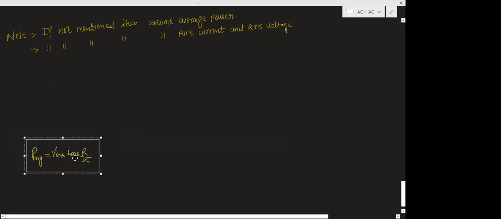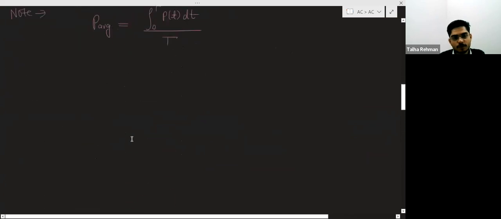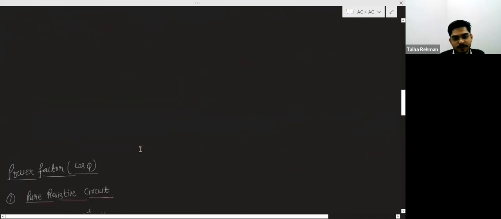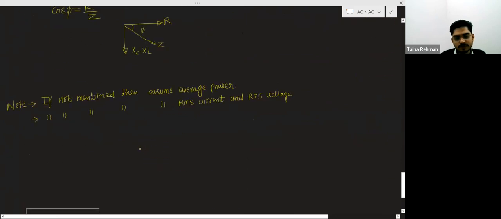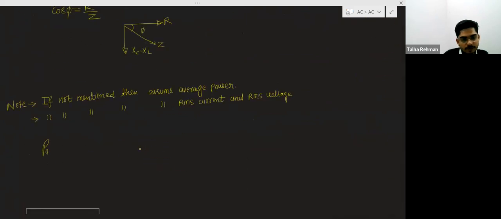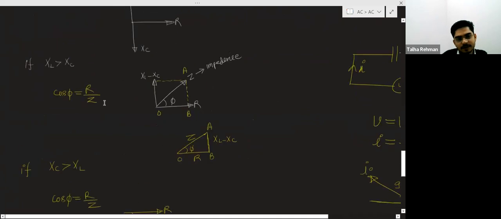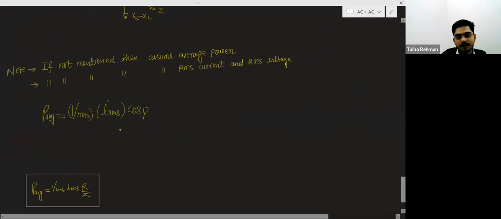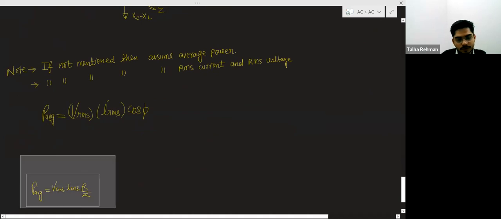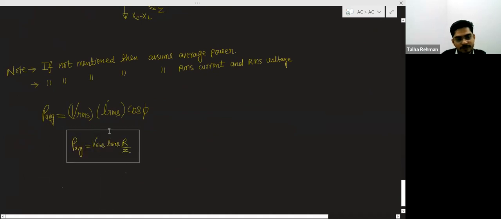Okay, so the formula we get for power is V RMS I RMS cos phi. So average power is basically V root mean square multiplied by current root mean square into cos phi. And what is cos phi? Cos phi will always be R by Z. So put this value and get this answer. V RMS I RMS cos phi is R by Z. Write down.